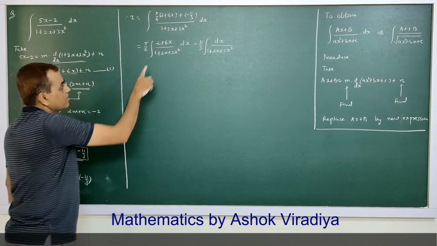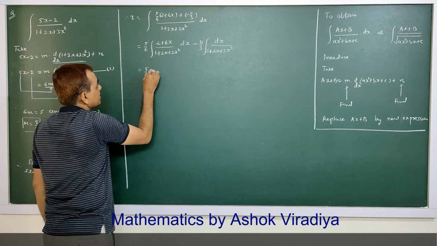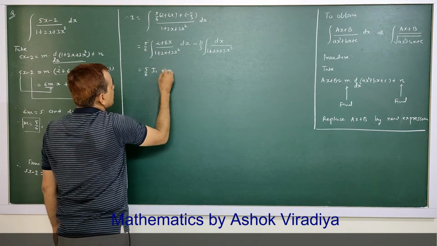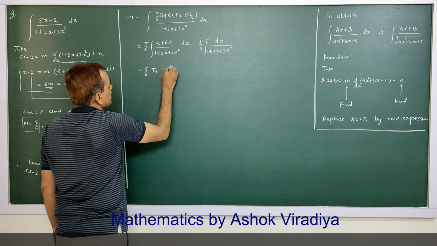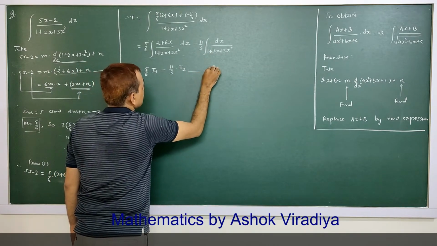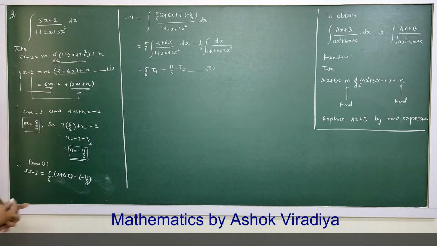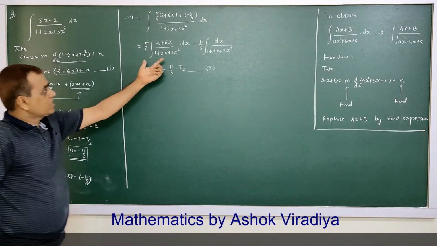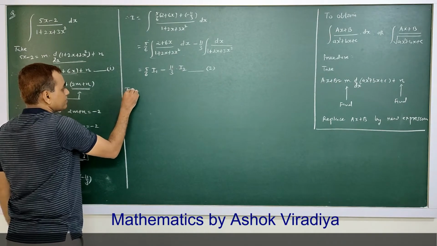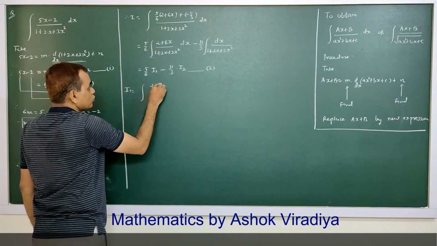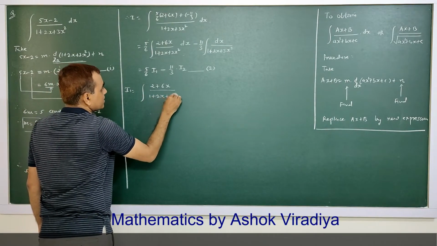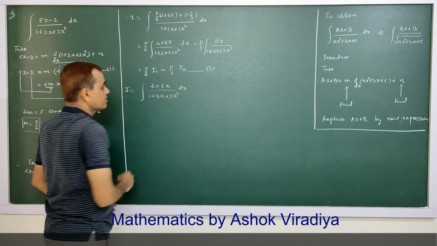Now see, this part we are saying I1. This is I1 minus 11 by 3 I2. This is I2. We say equation 2. This is I1, this is I2. Now I1 is integral of 2 plus 6x upon 1 plus 2x plus 3x square dx.